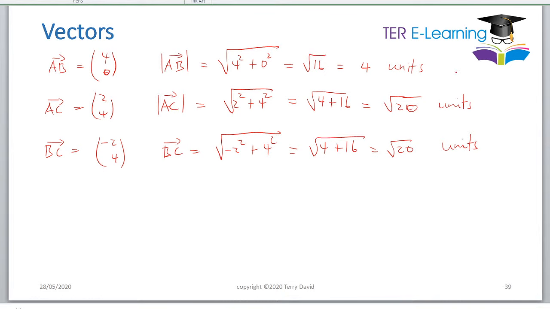So if you notice here, we've worked out the lengths of the triangle, and this one is the square root of 20, and this one is the square root of 20. So the fact that the magnitude of AC is equal to BC, we can say that triangle ABC is an isosceles triangle.